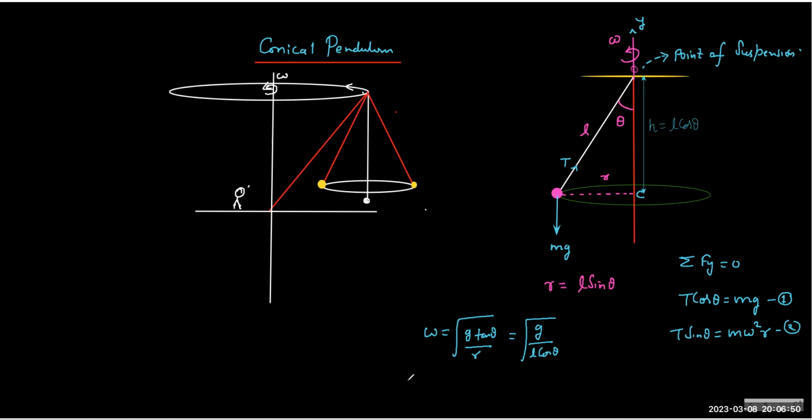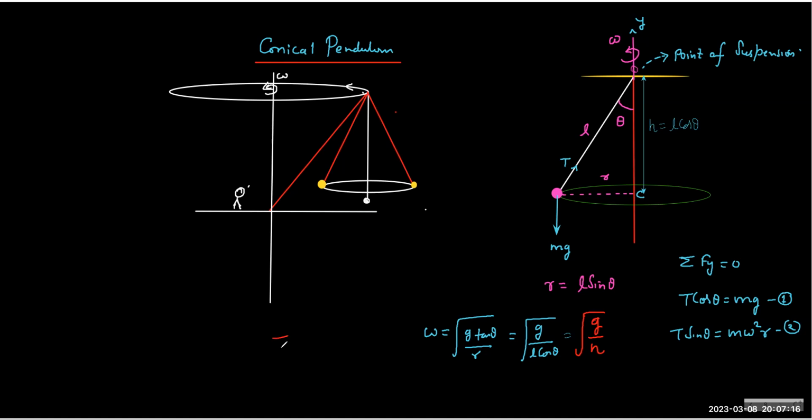So this answer is best expressed by writing root G by H. And that gives you the sense that H is the distance between the point of suspension and the center of the circle.